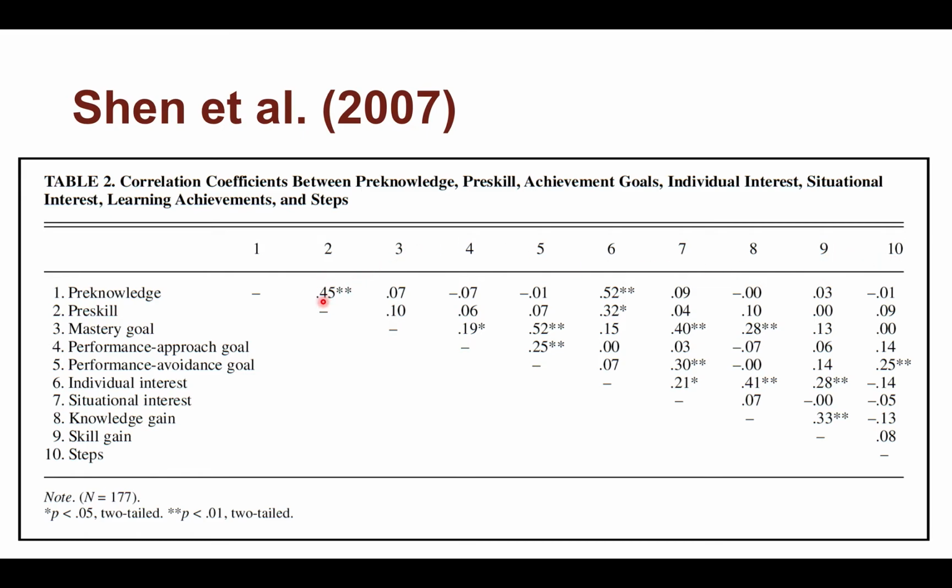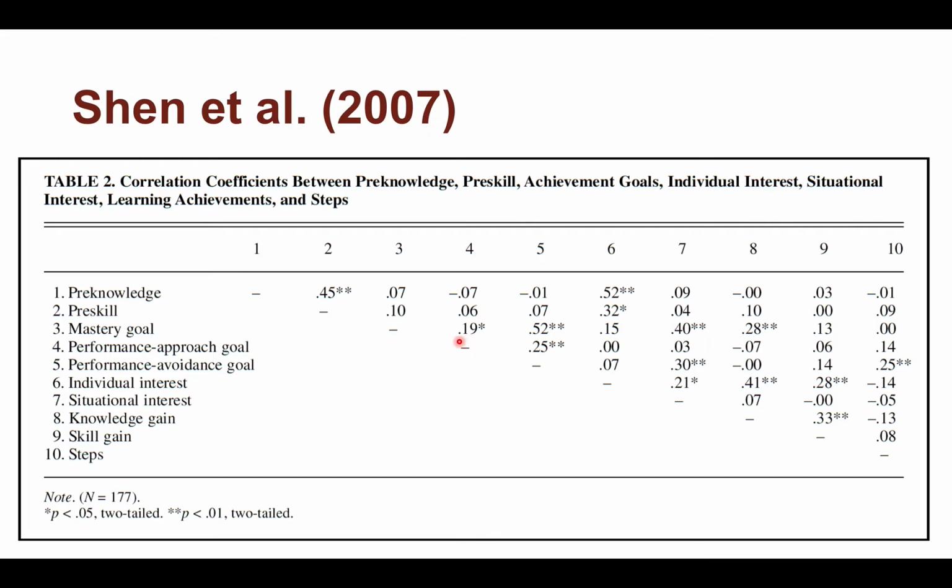What you see here is the correlation between variables 1 and 2. Between pre-knowledge and pre-skill, there's a significant correlation of 0.45. You can tell it's significant because there are two asterisks here indicating that its p is less than 0.01.